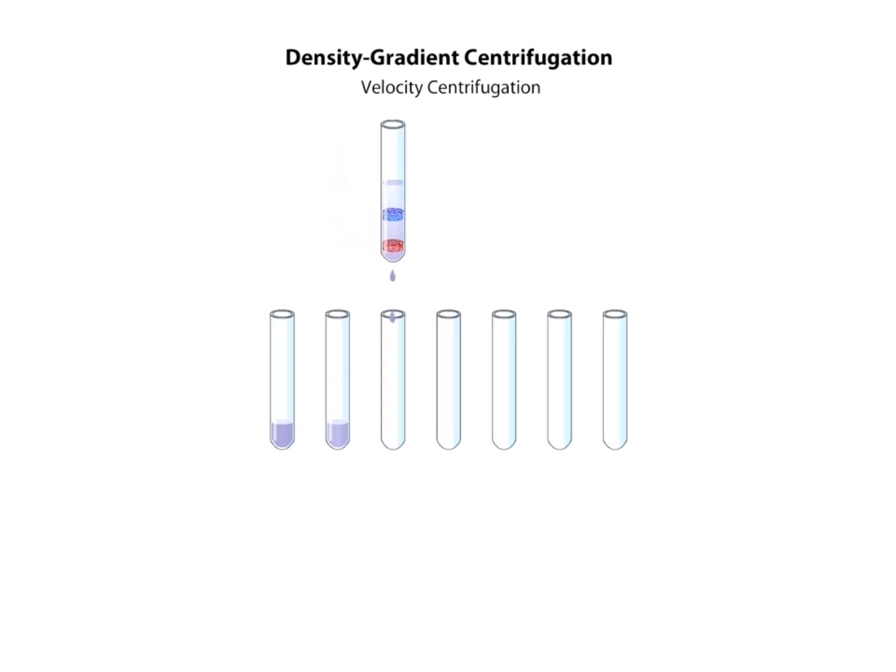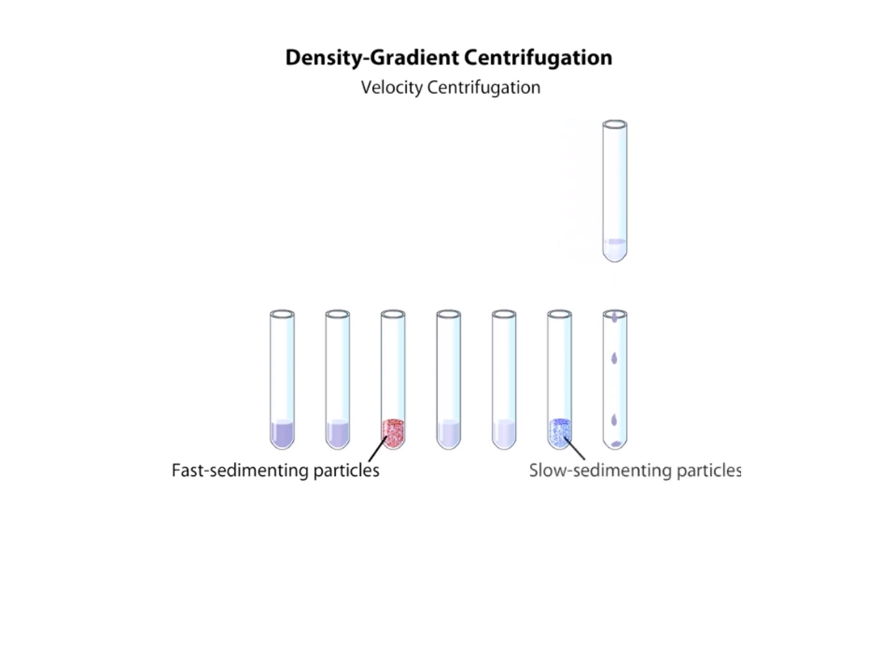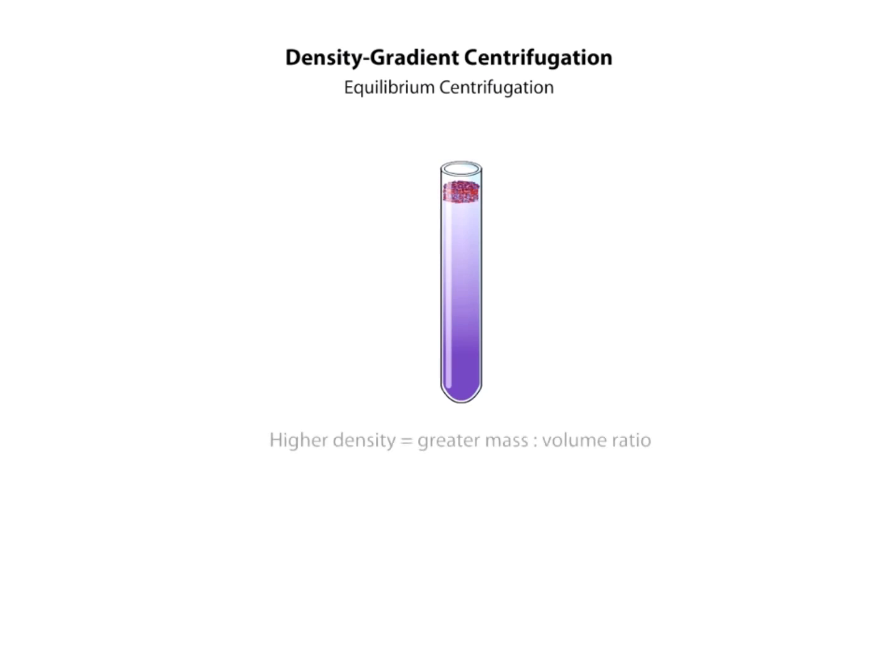The other type of density gradient centrifugation is equilibrium centrifugation. In this technique, the concentration of solute in the gradient is very high, such that the density of the gradient at the highest point is higher than the density of the particle of interest. Density is defined as the mass to volume ratio. During centrifugation, the particles move to the location at which their own density matches the density of the surrounding solution, and this is where they remain.